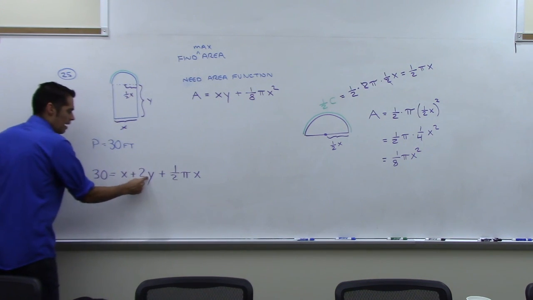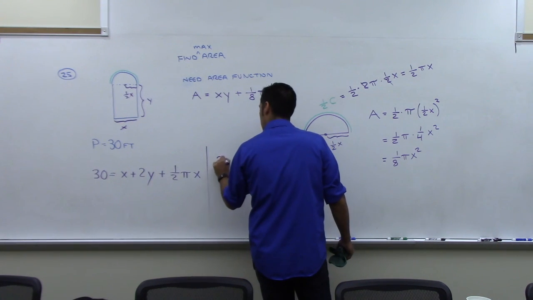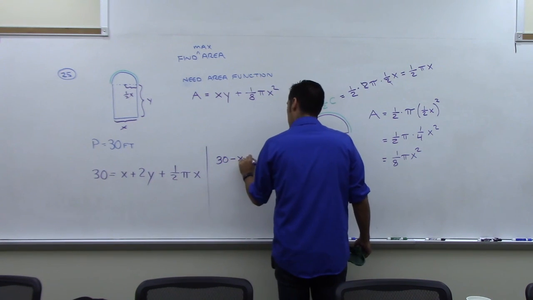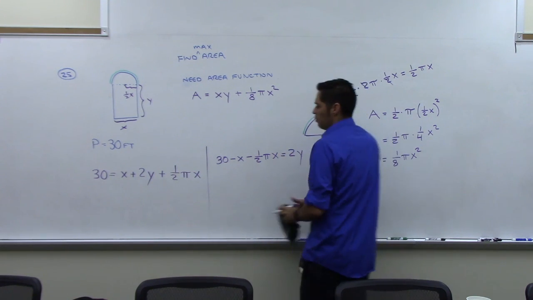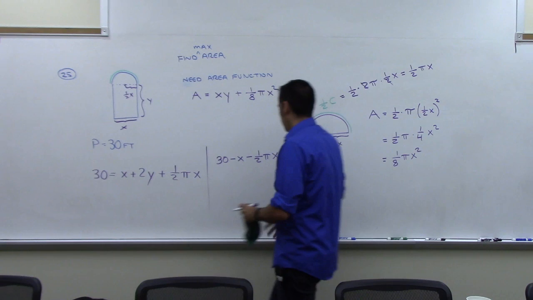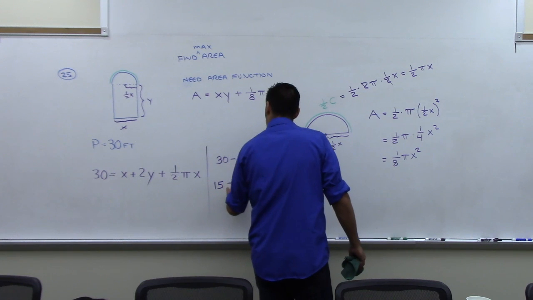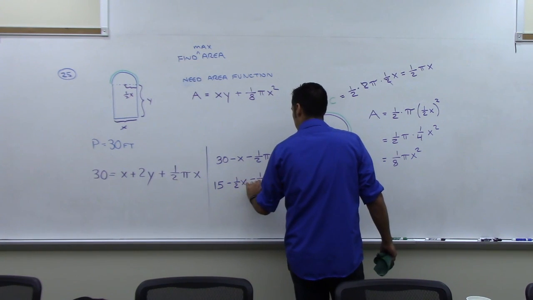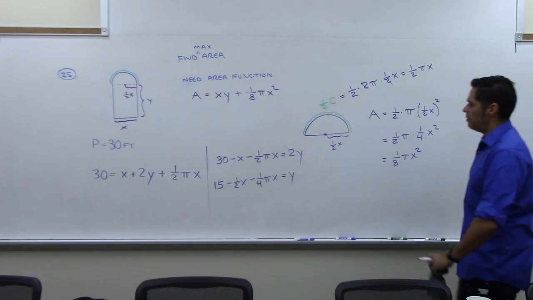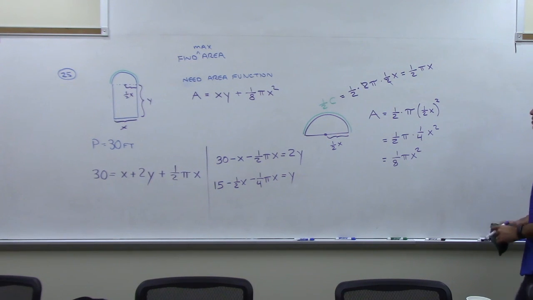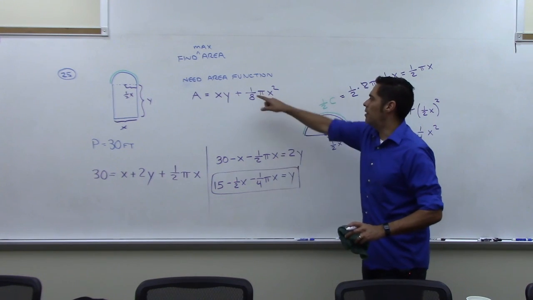I can solve this for y. It's not going to be pretty, but I can do it. So if I solve that for y, I get 30 minus x minus 1/2 pi x equals 2y. So that's just moving this term over and that term over. And I can divide by 2. So I get 15 minus 1/2 x, I'm dividing by 2, so minus 1/4 pi x equals y. There it is. So this is my constraint equation. And I'm going to take that and plug that in right there for that y.